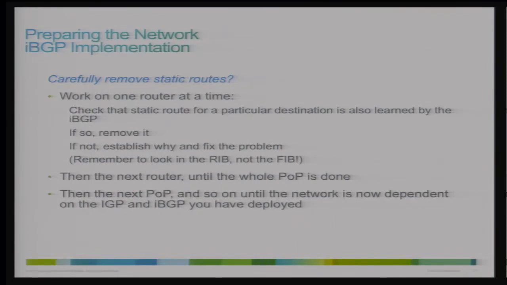So this is just removing the static routes. And when you remove the static routes, you don't need to remove all of them at the same time. You can remove some and then check, and then remove some and check, verify everything is working. Check the RIB and make sure that now IGP is preferred over IBGP, and so on.